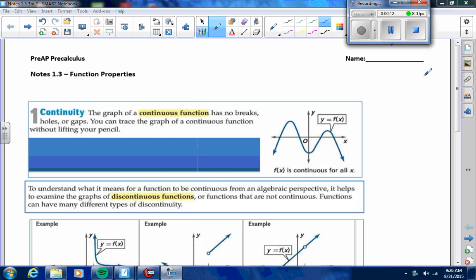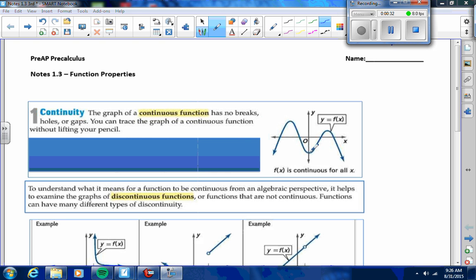Today's notes, we're looking at section 1.3. It's dealing with more function properties. The first property we're looking at is continuity. The graph of a continuous function will have no breaks, holes, or gaps. You can trace the graph of a continuous function without lifting your pencil.